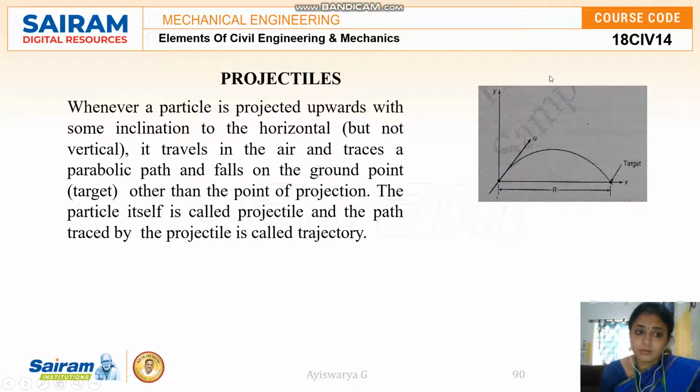Before that, we can see the definition of projectile motion. Whenever a particle is projected upward with some inclination to the horizontal, it travels in the earth's field, traces a parabolic path and falls on the ground. The particle itself forming a curved path is called a projectile, and the path traced by the projectile is called the trajectory. Imagine you are standing here and throwing a stone. It will fall in a curve, isn't it? So this is called the trajectory.